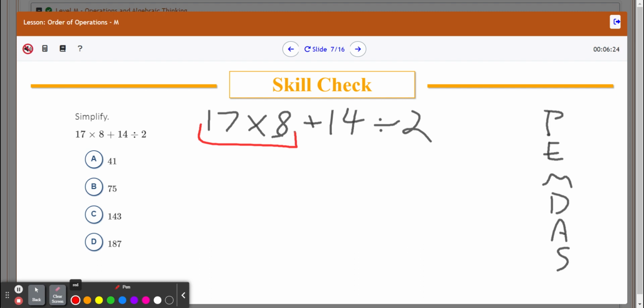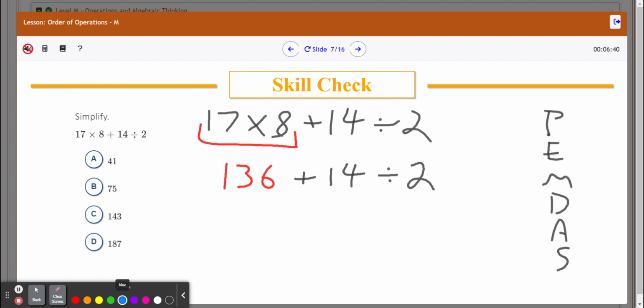17 times 8 gives me 136. And now I just bring everything down. I don't solve it all at once. I just go step by step, because if you try to do it all at once, you might get confused and come up with a different answer. So now I start over again.